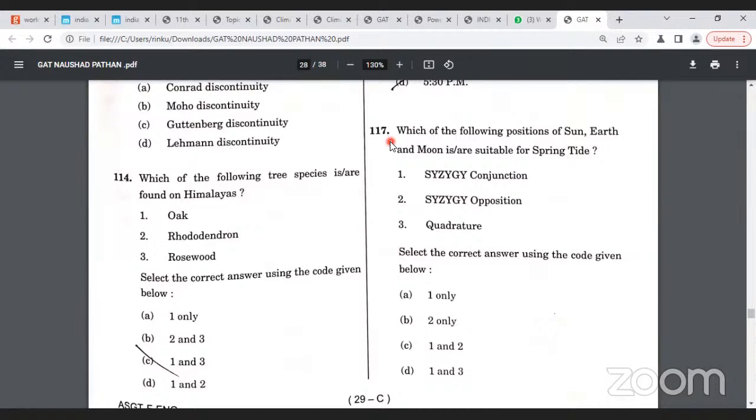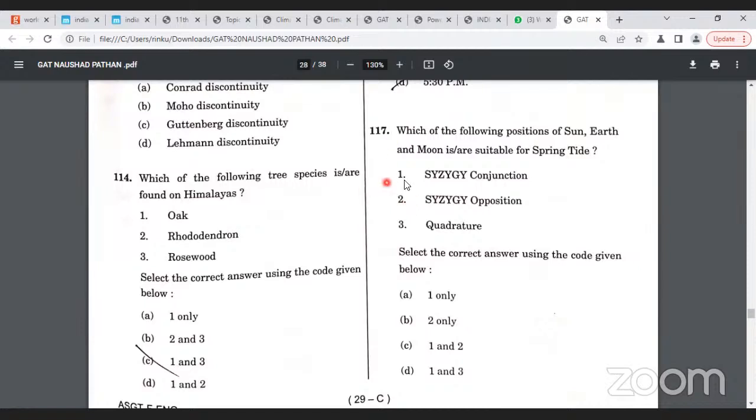So whether it is syzygy conjunction or syzygy opposition, spring tides occur when the sun, moon, and the earth are in a straight line. So both syzygy conjunction and opposition would work here. It is the quadrature which doesn't work for spring tides. During the quadratures, it is usually the neap tides. We are looking for neap tides during quadrature.